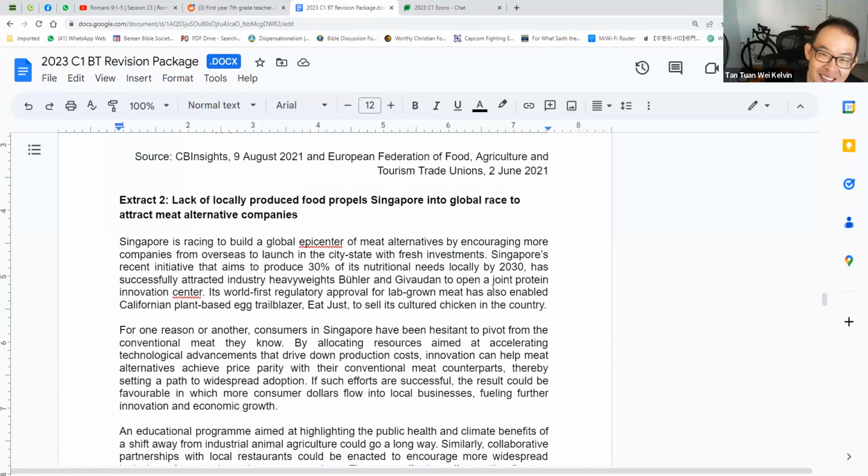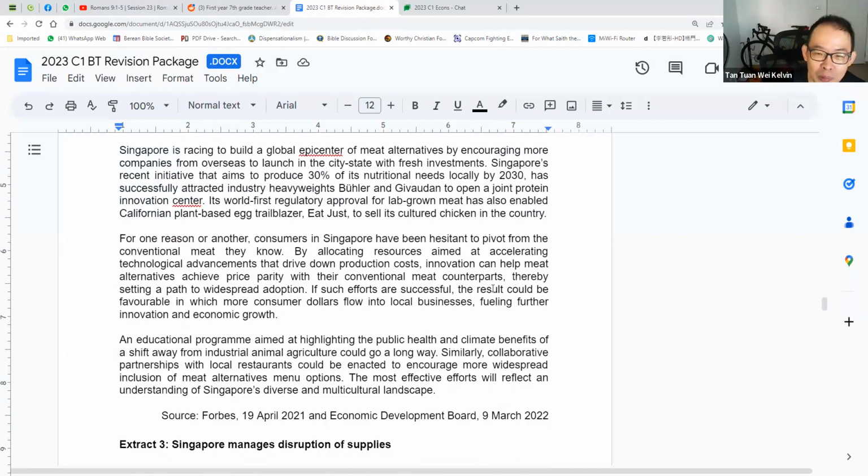So of course it takes a lot of land to rear pigs and rear cows. But if let's say we can actually be a hub for all these plant-based meat, I think it's more suitable for our land scarce Singapore. Okay, so I see some hope there.